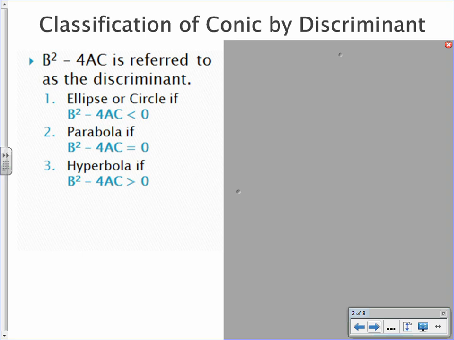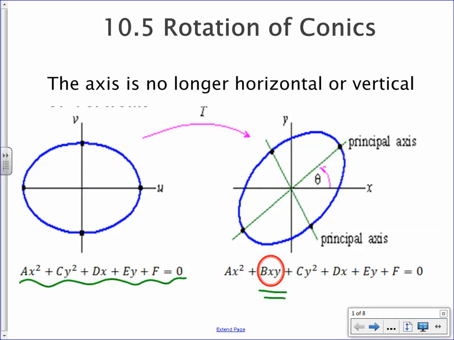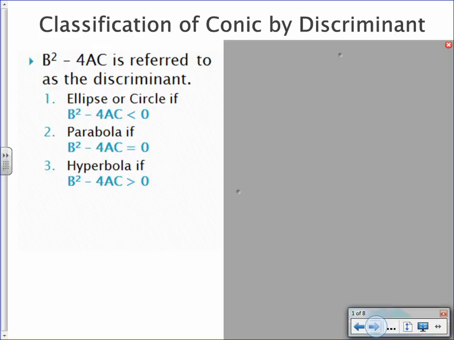Let's go back to here. A is the coefficient of x squared, b is the coefficient of xy, c is the coefficient of y squared. If you need to remember that, you may want to write it down. So taking b squared minus 4ac, you are going to compare it to 0, and that will tell you what type of conic you have, whether it's rotated or not.